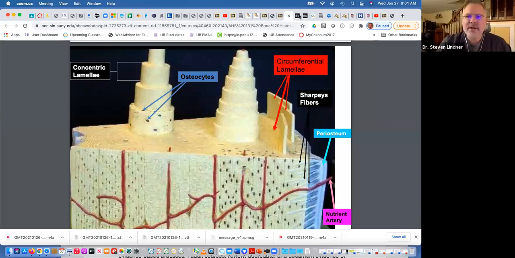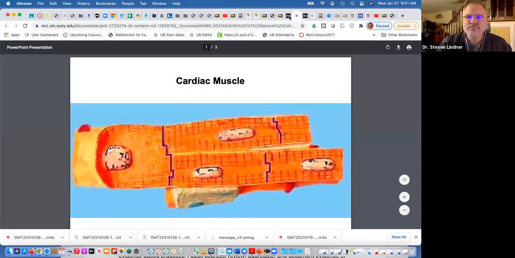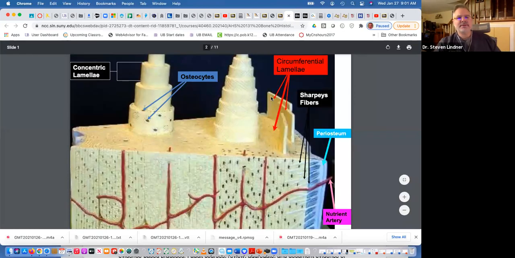All right, now let me go back to the screen share and we will start. I believe we're going to do blood first. Now let's do bone first.